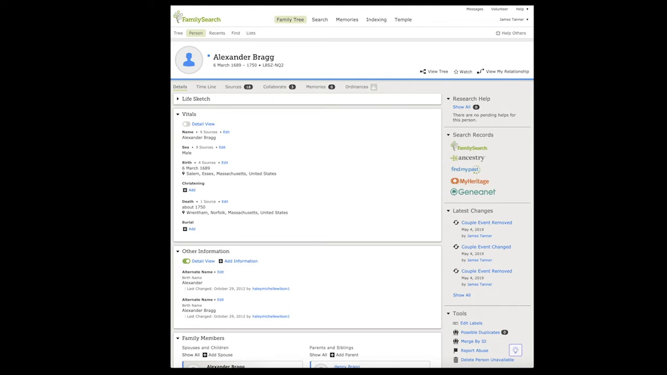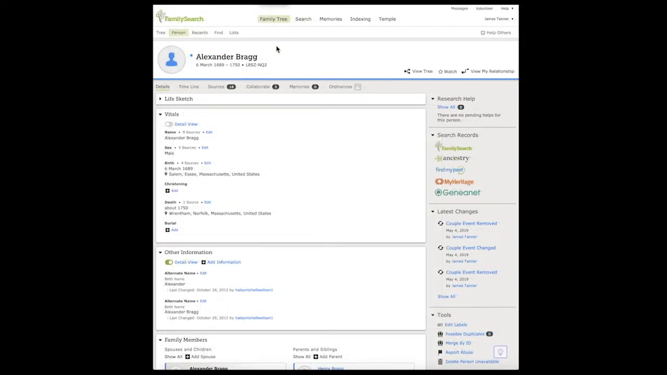This is segment number 7, and it continues the researching in the FamilySearch family tree, which I began in segment number 6. You're welcome to go back to segment 6 or stay here and listen to segment 7. In the previous segment, I left off looking at Alexander Bragg, who is an ancestor of mine.